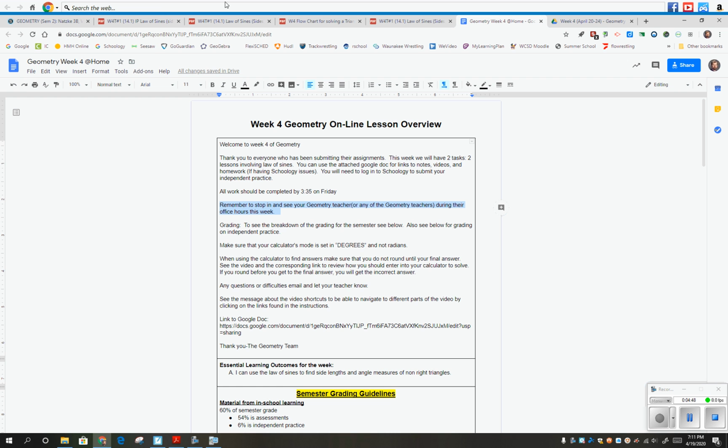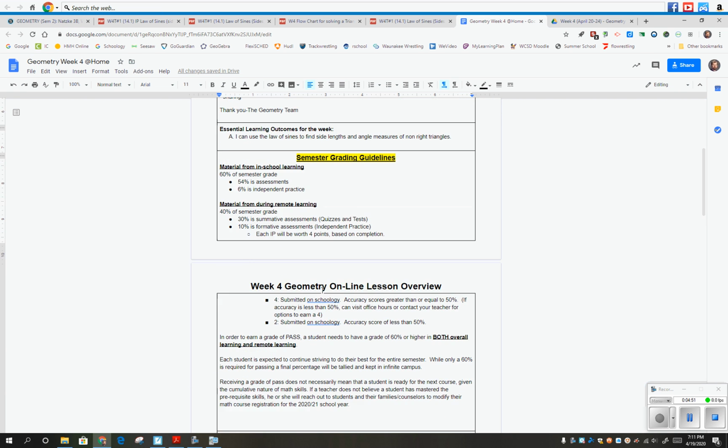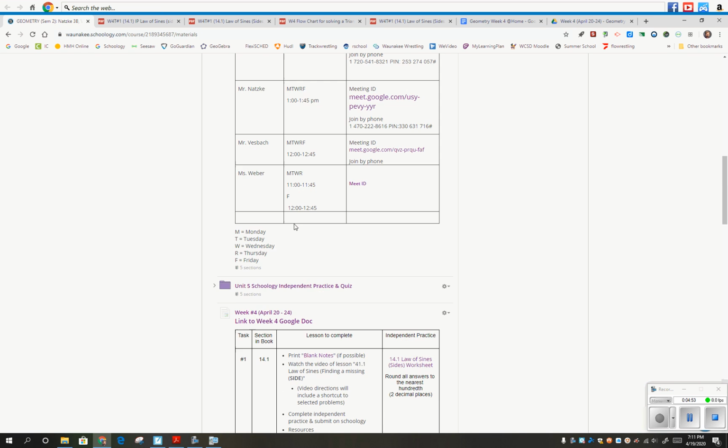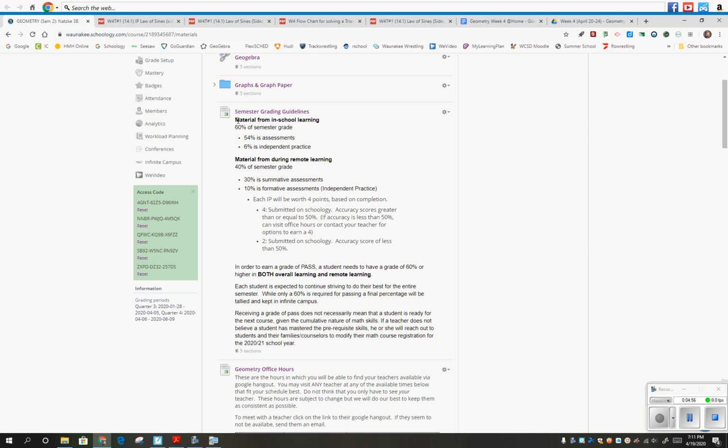Grading scale. It is in Schoology. It's also in the Google Doc here. But if you go to Schoology, you'll see here we did finalize it. So your breakdown for your grade is 60% of it comes from the in-class learning, 40% of your semester grade will be from the remote online learning. That breakdown, 30% of that is going to be your summative assessments, which is our quizzes and tests. 10% is your formative assessments, which is the independent practice that you submit each week. Each independent practice will be worth 4 points, similar to how it's been all year. If you get an accuracy score greater than or equal to 50%, you will earn a 4.